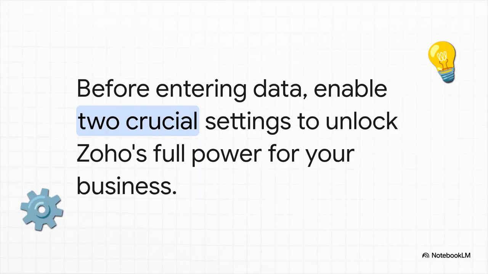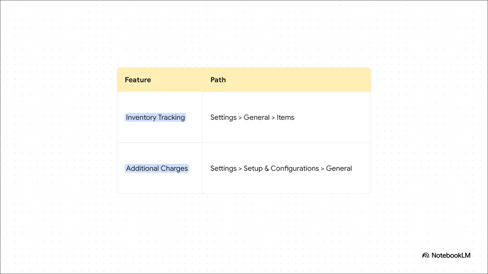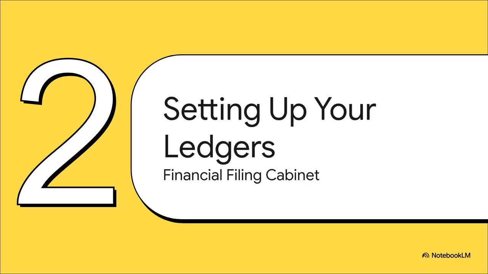Now, before you start plugging in any data, just hold on for a sec. There are two really important settings you're going to want to enable right away. This is what really unlocks the full power of Zoho for your business. First up is inventory tracking. If you sell physical products, this is a total no-brainer. It's how you'll keep your stock levels spot on. And second, go ahead and enable additional charges. This lets you easily add things like shipping or handling fees right onto your invoices. Super useful.